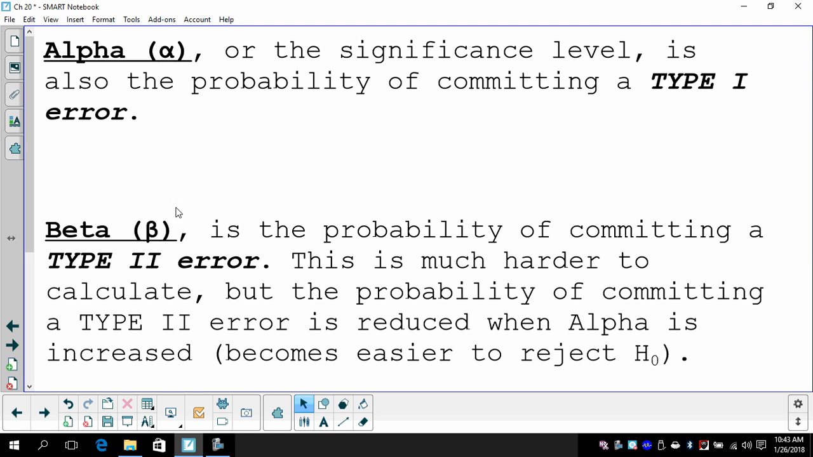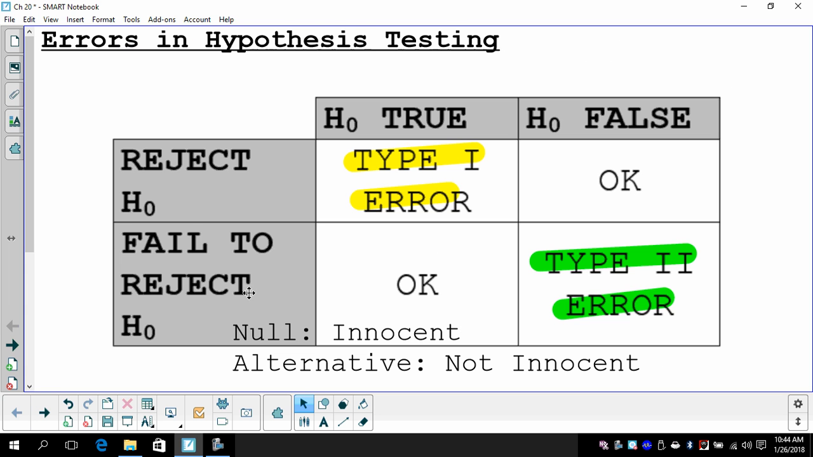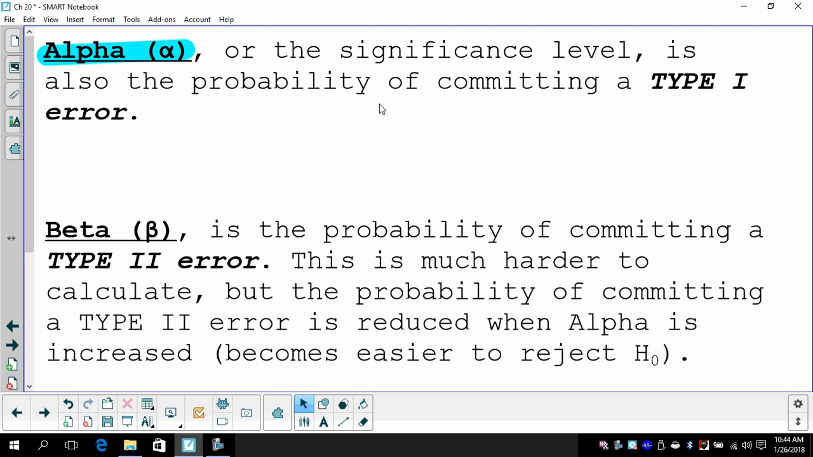So we can figure out the probability of committing a type 1 error, and that's just by using our alpha level, the significance level that we use to either reject or fail to reject the null hypothesis. Because a type 1 error happens when you reject a null hypothesis that's true, our probability of making that error is that alpha level. So let's say our alpha is 5%, so 0.05. That means that if our p-value is less than 0.05, we'll reject the null. That 5%, that's the probability of rejecting the null when we shouldn't have.